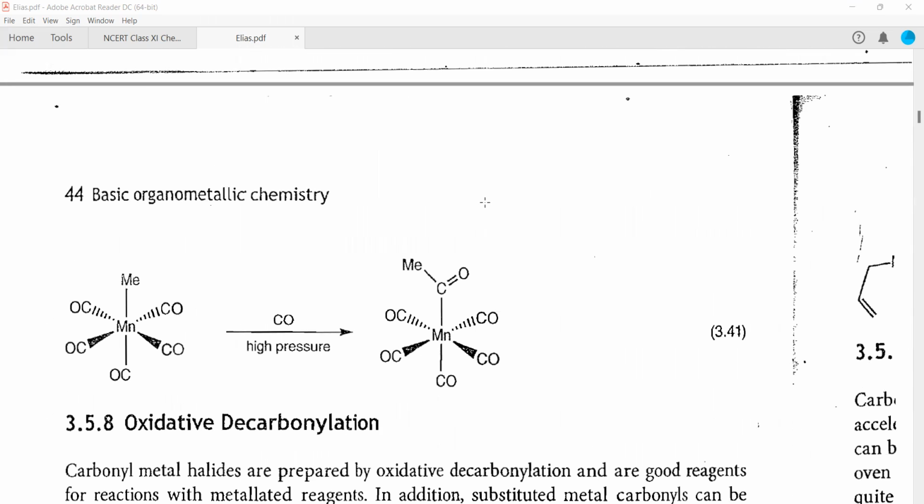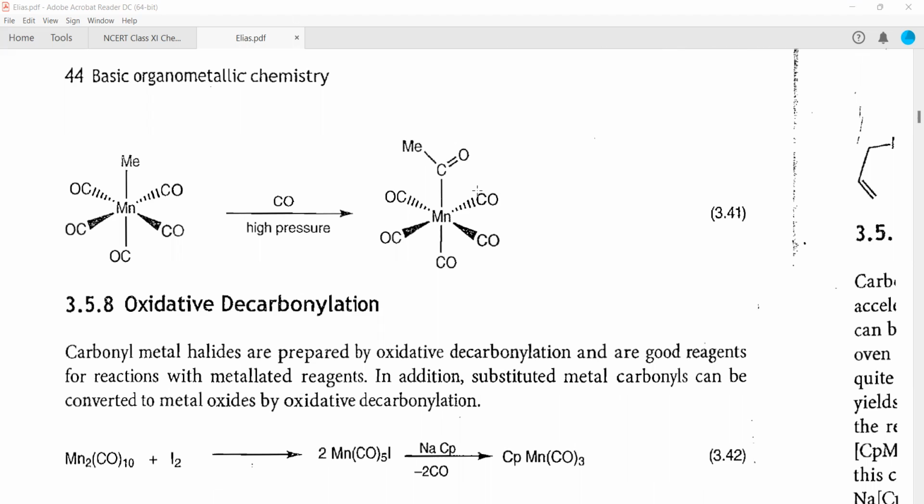Now the next topic that we are going to study is oxidative decarbonylation. We already studied that metal carbonyl systems are quite stable, right? So in order to make them reactive, you need to change something. You need to kick out a carbonyl from it. So how are you going to do it?